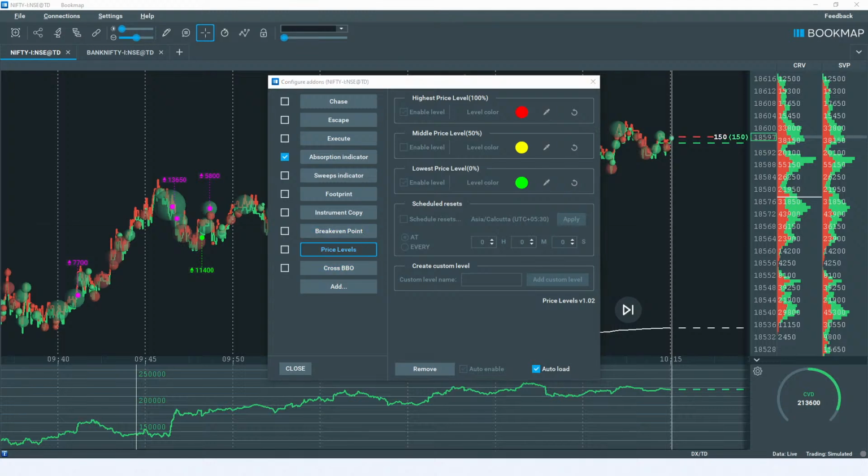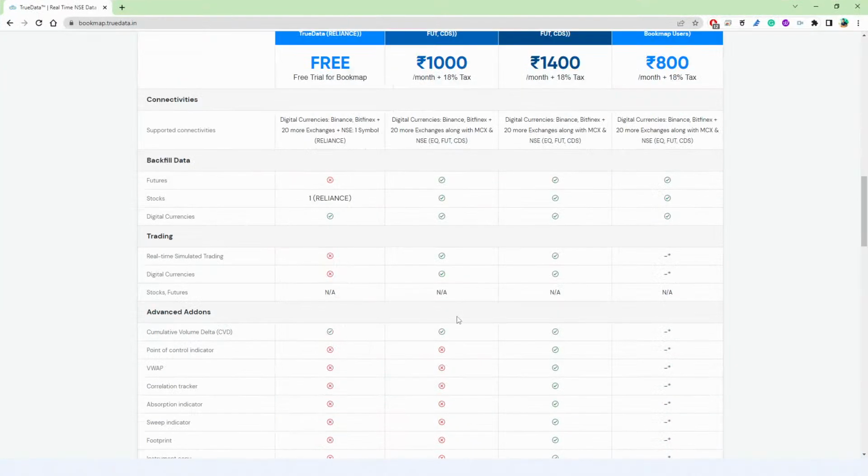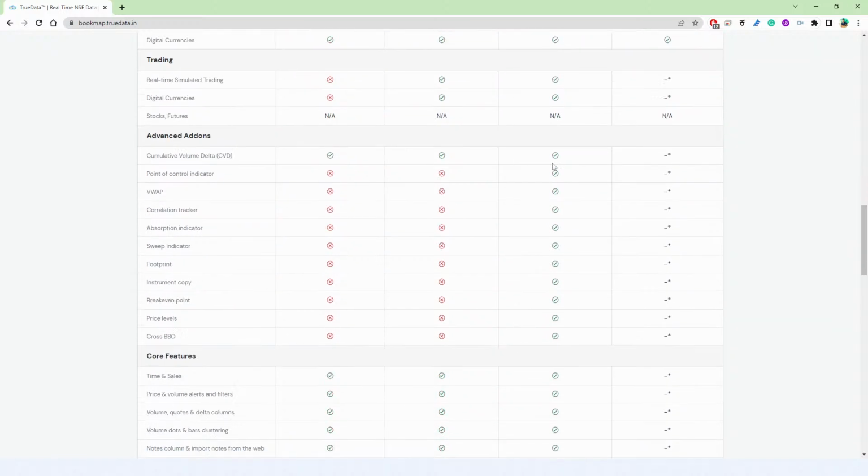So how can we utilize this? Let me tell you. If you go to the Bookmap chart, bookmap.truedata.in, for the pro version you will get all these particular add-ons. Cumulative delta, I explained in the last session. Point of control, I will explain to you today, and VWAP correlation tracker. Then the absorption indicator. Right now we are seeing the price level indicator.